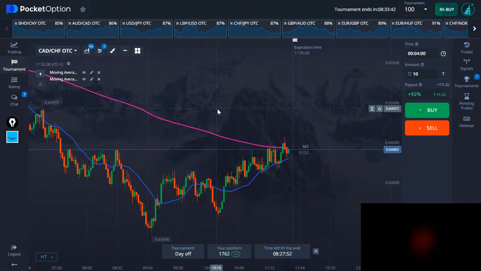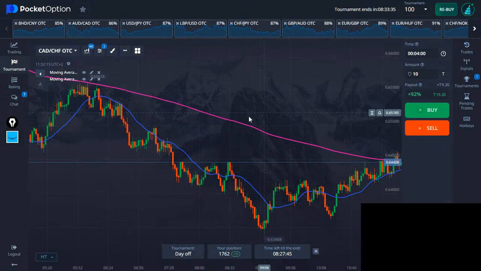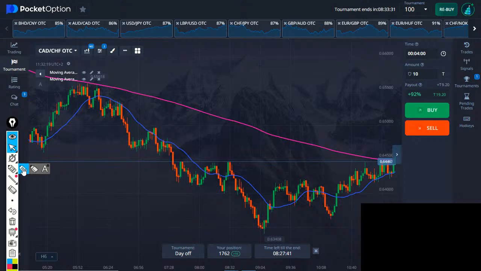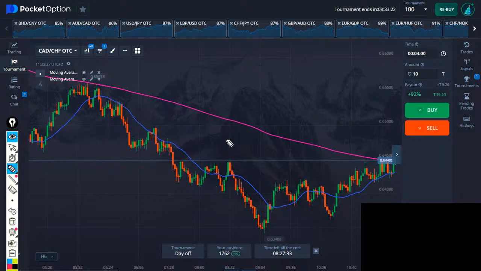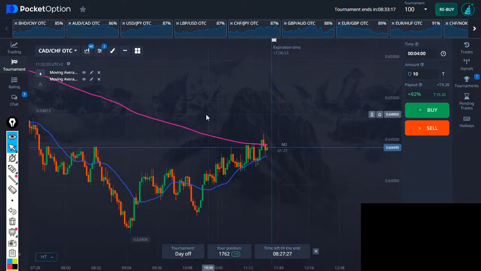So the thing we're going to do is this. You have two moving averages, the 200 SMA, which is the pink line, and you have the blue line, the 20 period moving average. The market, any market you are trading, be it forex or crypto or stocks or any market, has only three things to do.